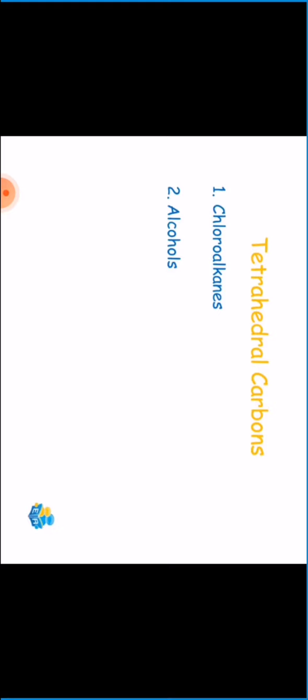to focus on alcohols. So, as I said, we're looking at tetrahedral carbons, and I've already discussed the meaning of tetrahedral in our chloroalkanes video. So what we're going to focus on in this video is the alcohols.